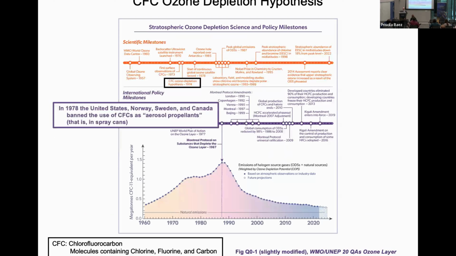Okay, so by 1978, the US, Norway, Sweden, and Canada banned the use of CFCs as aerosol propellants. And I will say, looking around the room, I don't think there's anybody in the room who knows what the most popular TV show in the US was in 1974. Anybody know? Well, if I tell you the name of the lead character on the show, you will know immediately. Archie Bunker, All in the Family.